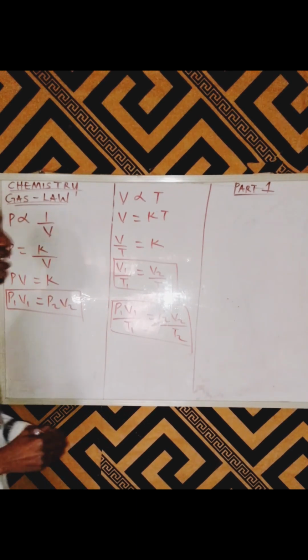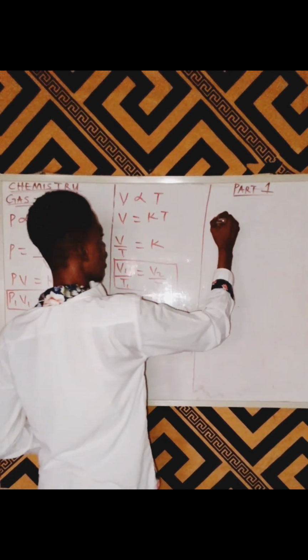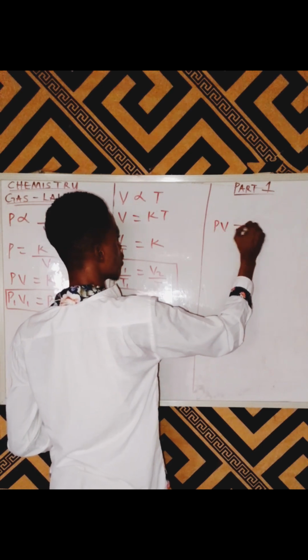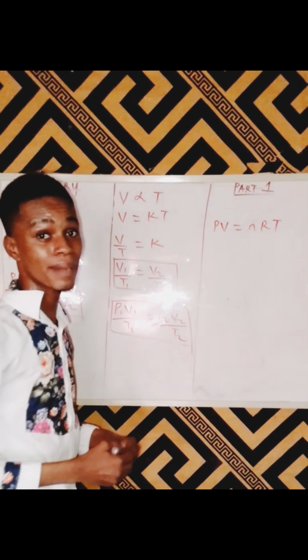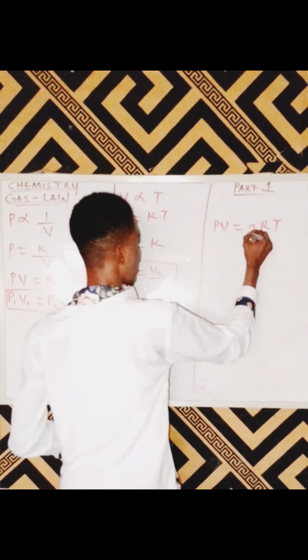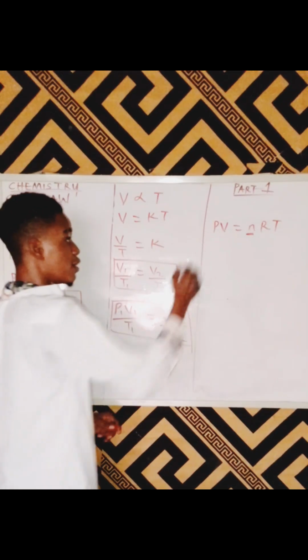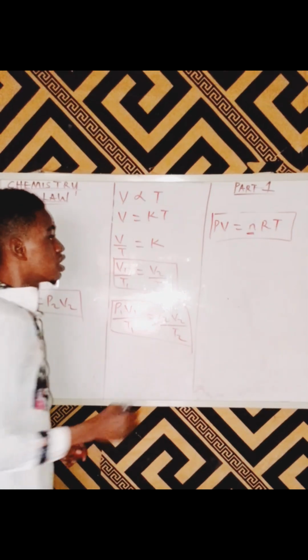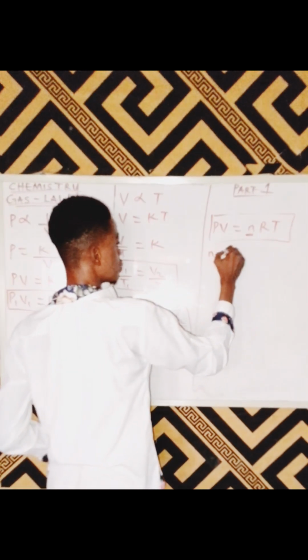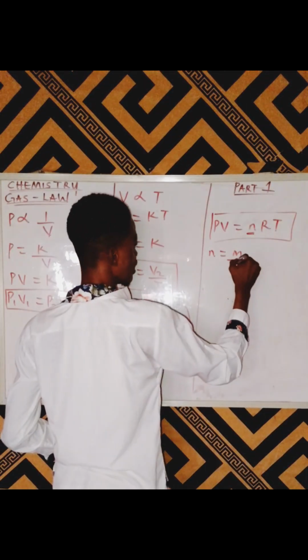Now for ideal gas law, there's a formula. We have PV is equal to nRT. R is called the molar gas constant. This is a very important formula, please take note of that. You should know that n is the number of moles. The number of moles n is going to be equal to mass over the molar mass.